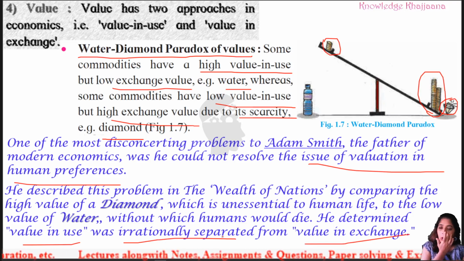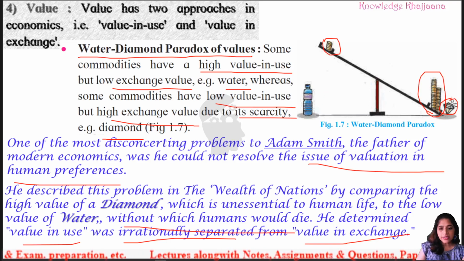See, what did he think? What is the value in use of water? Lots of immense value, without which humans will die. But it has no value in exchange or very little value in exchange. Whereas diamond has low value in use but high value in exchange. He has written this in his famous book, Wealth of Nations, because he compared the value of two things, the value in use as opposed to value in exchange of different commodities.